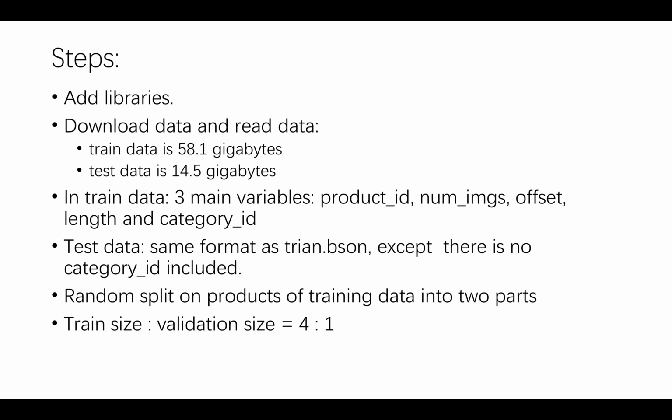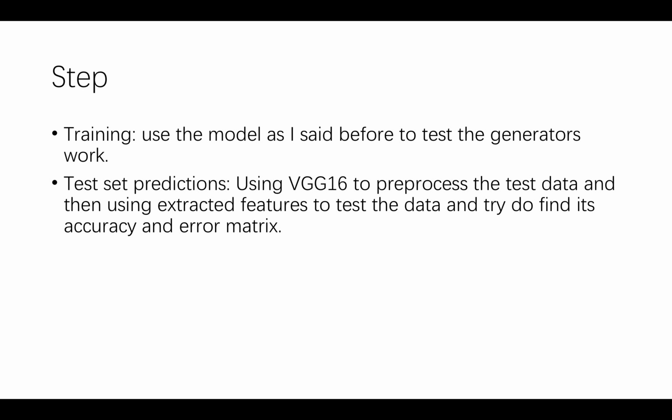The next step is we randomly split the products of the train data, using a ratio of train to validation size of 4:1, and then we use our models to train on this data. For the test, we use VGG16 to pre-process the test data, and then use its extracted features to test the data and try to find its accuracy and error metrics.